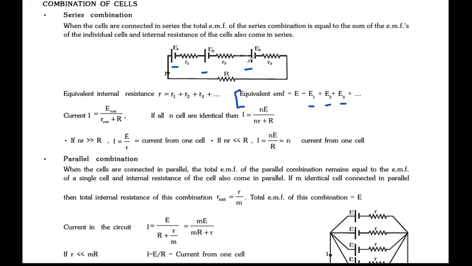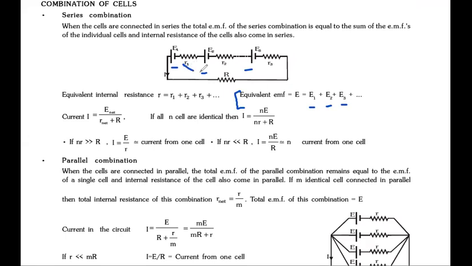Now, when you talk about resistance, are all these resistances in series or parallel? All of these are in series. So if all of them are in series, the equivalent resistance will be R1 plus R2 plus R3 and so on. Now, what about current? The current I is the total potential, which is NE, divided by the total resistance, which is R plus NR. So this is the formula.